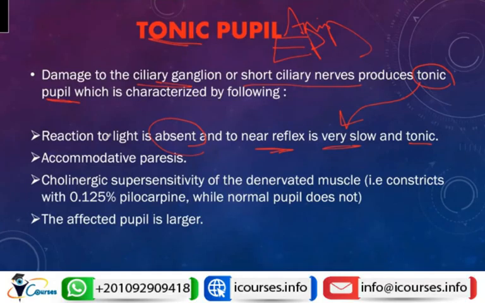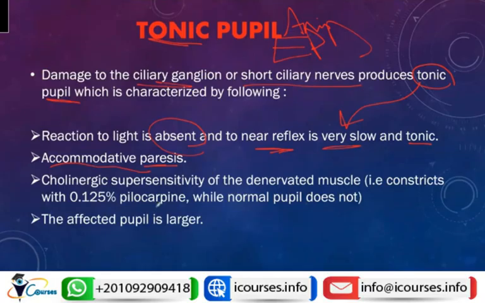So when we expose the patient to light, the light reflex will be totally absent, but the near reflex will constrict very, very slowly. And not only is the pupil constriction slow, but accommodation is also slow, or paretic. So there is weak miosis and weak accommodation. And since the short ciliary nerves are cut or damaged, or the ciliary ganglion is damaged, the receptors are upregulated in the constrictor pupillary muscle, leading to denervation hypersensitivity.